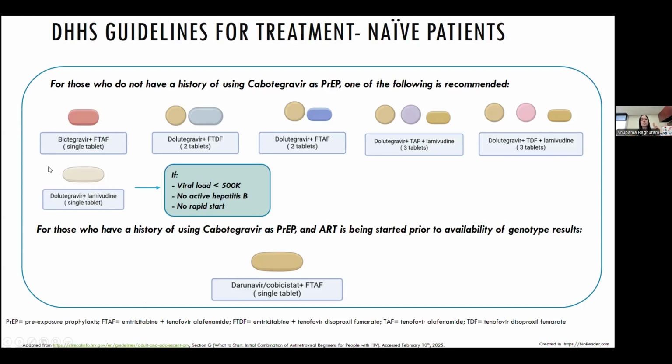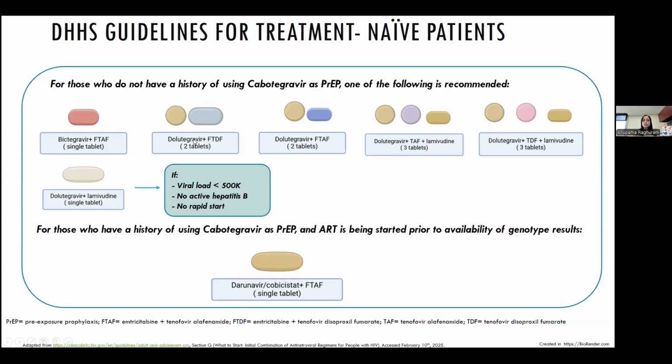So 2 names you need to know: bictegravir and dolutegravir. If you know these 2, you know half of all the first-line regimens that are recommended. Second thing you have to know: FTDF and FTAF, okay? If you know those, then you're already in a really good spot. You have pretty much all the combinations now. So here you have bictegravir with FTAF. That comes in a single tablet regimen. And it's the only 3-drug regimen that's a single tablet that is approved as first line for brand new patients, okay?